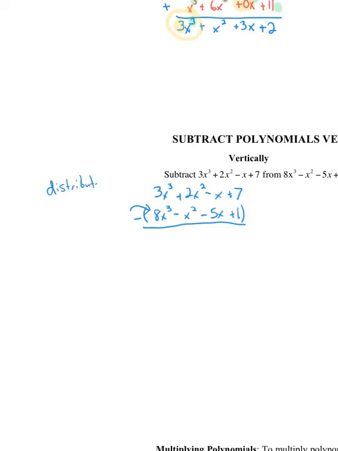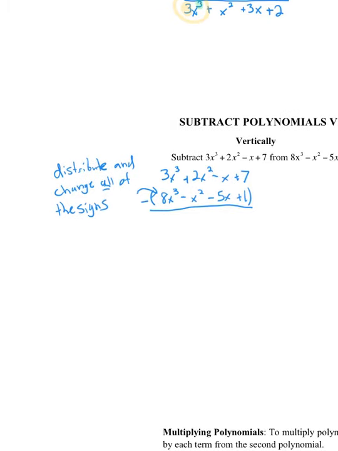Most common mistakes students make on subtraction of polynomials: distribute and change all of the signs. And what that means is when I distribute this, I'm going to get a negative 8x cubed plus x squared plus 5x minus 1.